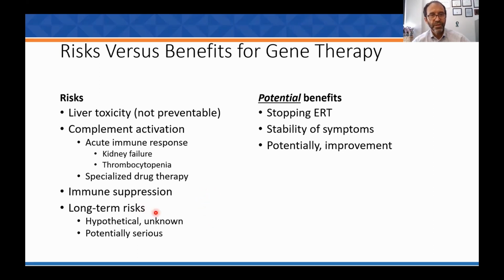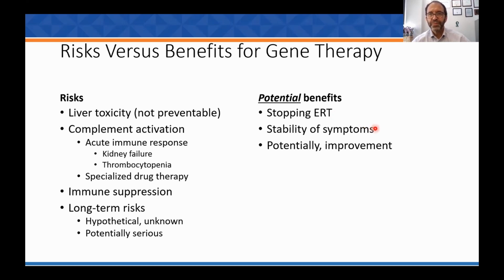And then there are long-term risks, both hypothetical from animal experiments and unknown that we haven't even seen yet. And these can potentially be serious. So, maybe I've emphasized the risks too much, but we have to acknowledge them versus potential benefits. So specifically for Pompe disease, we could view a treatment that replaces ERT as a potential benefit. I think that's an idea that has to be further developed. I don't think it's something that FDA is accepting as a proven benefit.